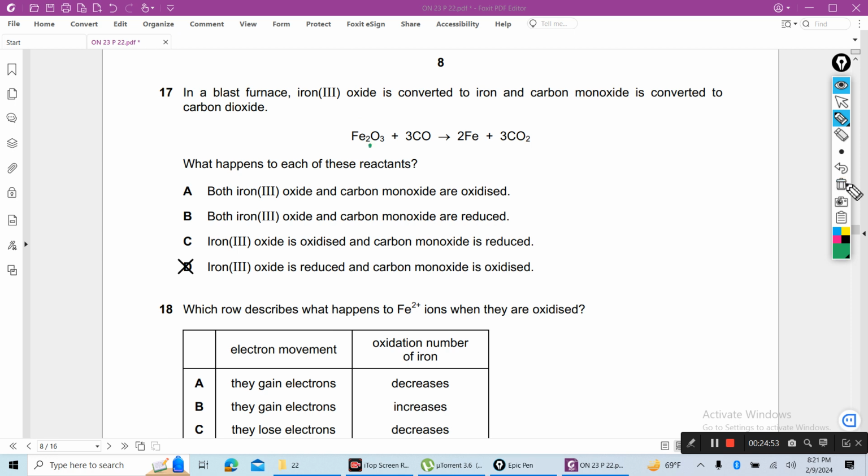So iron(III) oxide is reduced because oxygen is lost. And for carbon monoxide, here is one oxygen, here two oxygens, so oxygen is added and carbon monoxide is oxidized. Here carbon monoxide is oxidized. The answer will be D.